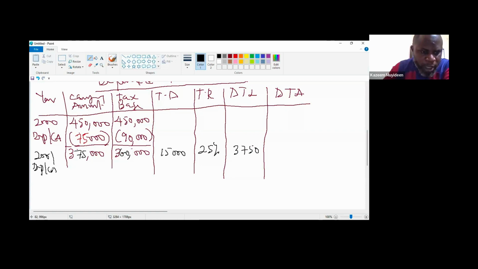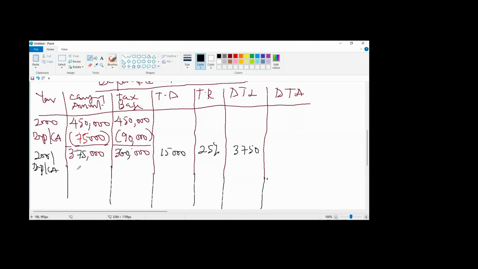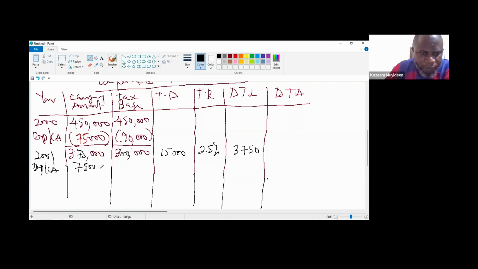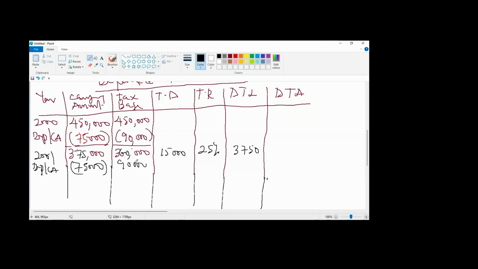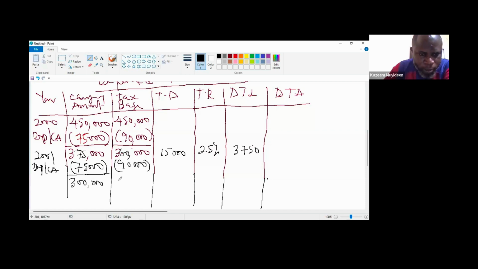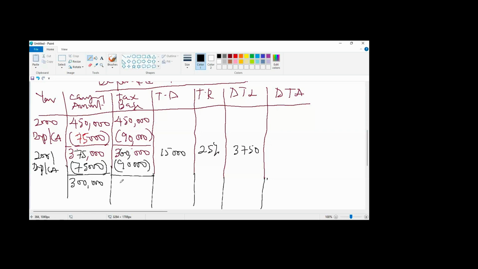For 2001, depreciation and capital allowance. Depreciation of how much was charged? 75. Capital allowance of 90. This will give us 300. 360 minus 90 is 270.